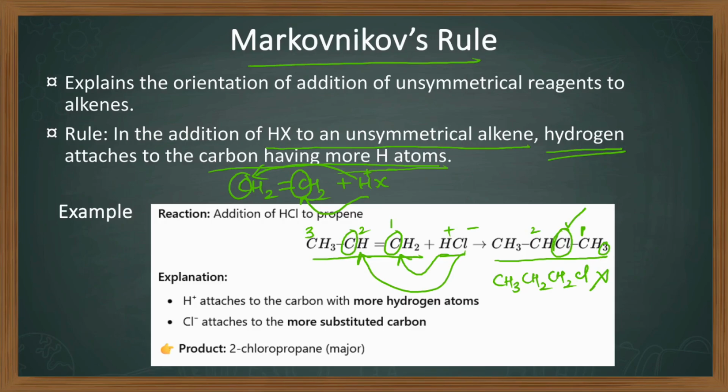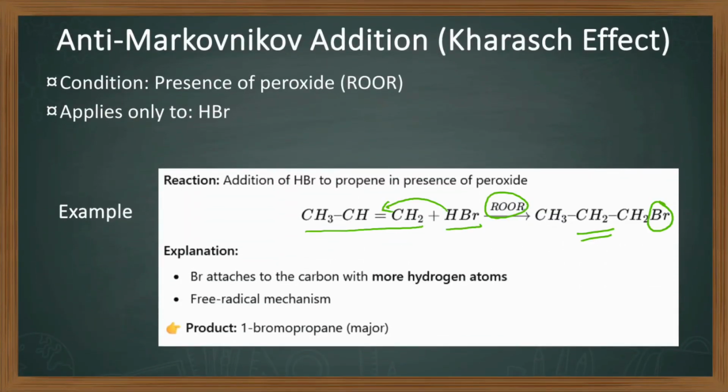You can see here 2-chloropropane was the major product. So this effect is called the Kharasch effect. Remember, this happens in the presence of peroxides and it happens only with hydrogen bromide. The same effect was not seen with HCl and HI.